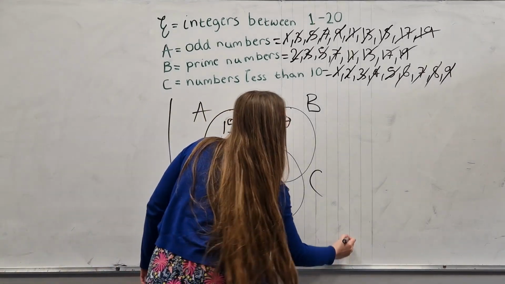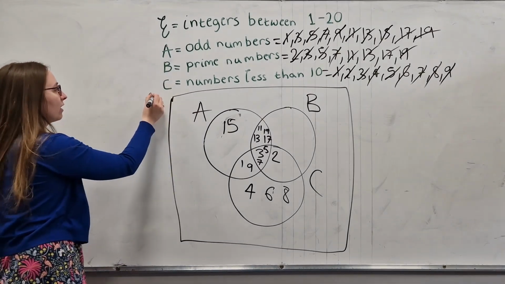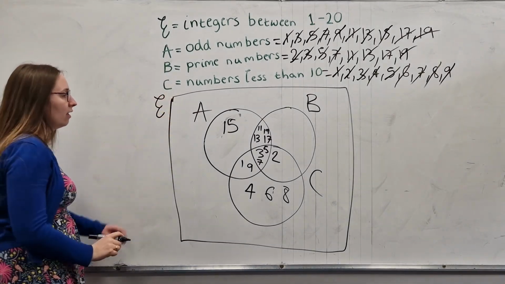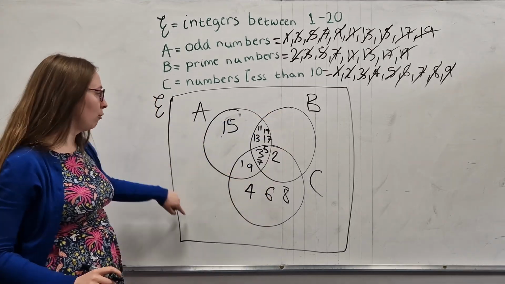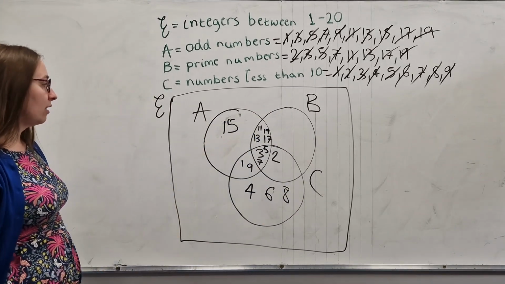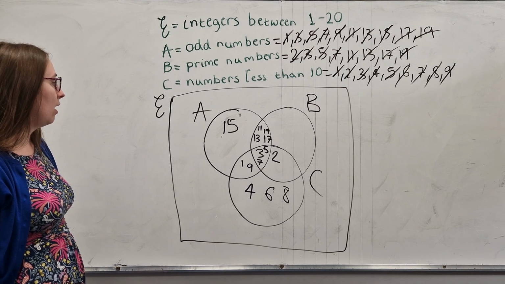What I should have done is drawn a box all the way around it, and this represents the universal set. Any numbers which aren't in set A, set B or set C will be outside of these circles here. So we just have to check whether there's any numbers that are left.